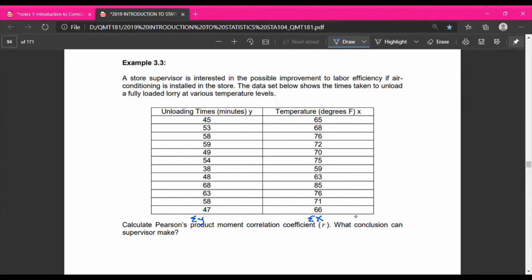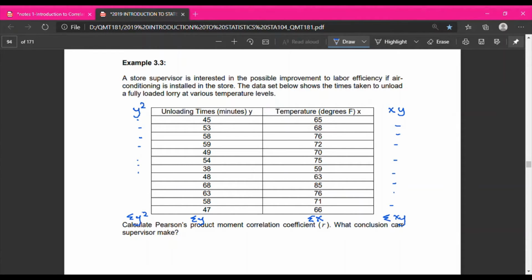We also need the column of x multiplied by y. You need to find xy for each row here. Then total up all of this, and you will get summation of xy for every row here. Then you also need the value of y square. So this is the value of y square, you will get the value for each row. Total of this, you will get summation of y square.